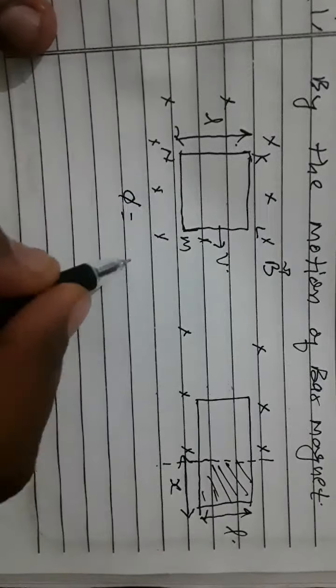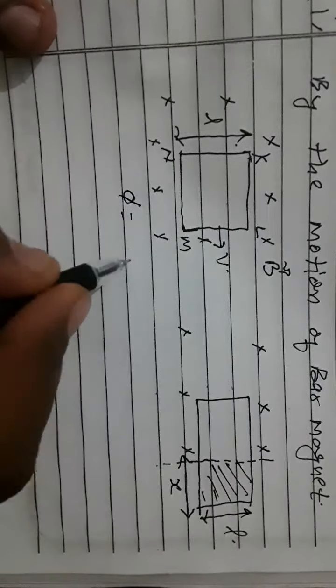According to Faraday's law of EMI, E is equal to minus d phi upon dt. We can write minus d by dt of minus B L x. Minus minus will be positive, so we can write B L dx upon dt. Now dx upon dt, displacement upon time, is equal to velocity. So E is equal to B L v. The induced EMF in the rectangular coil is E equals B L v.